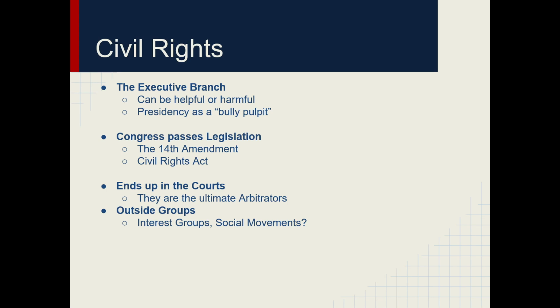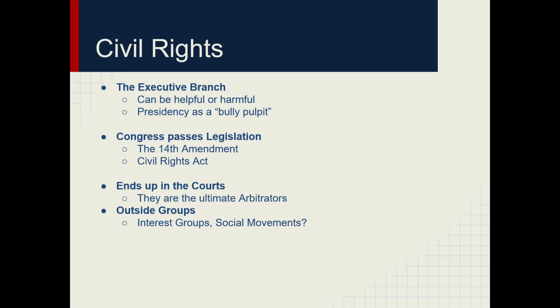We'll talk a bit about what I mean there, prioritizing the rights of one group over others, later on in this lecture. The point being that when you have a president who is pushing for civil rights, that is a very powerful push. It is also a very powerful push when you have a president who is pushing against civil rights. Now, Congress can also pass legislation.